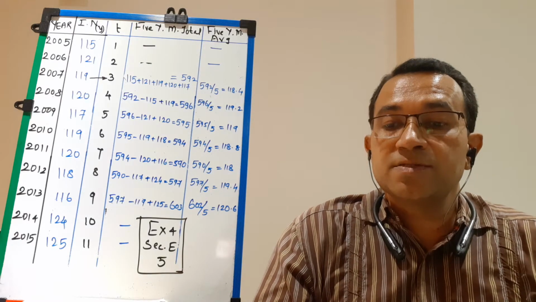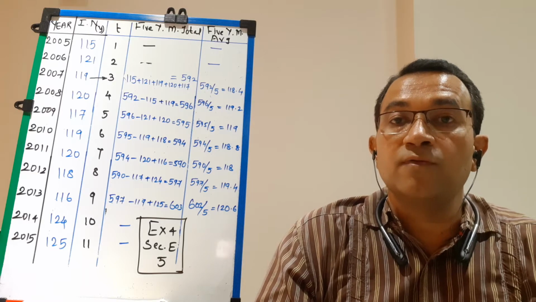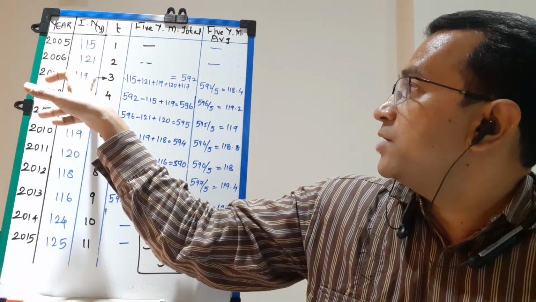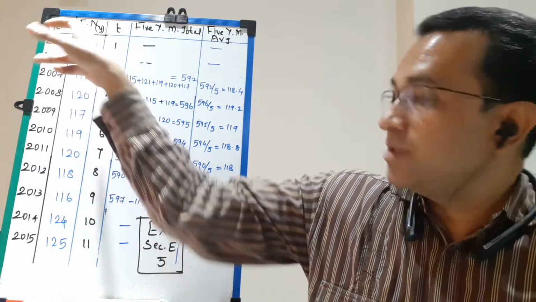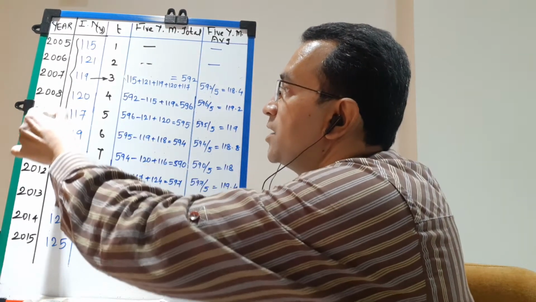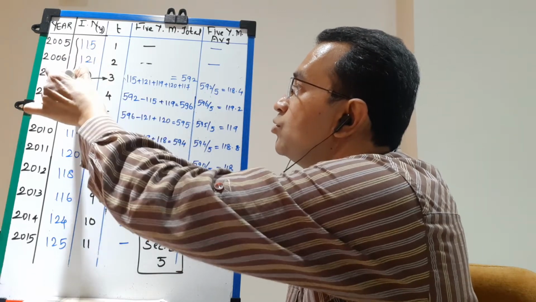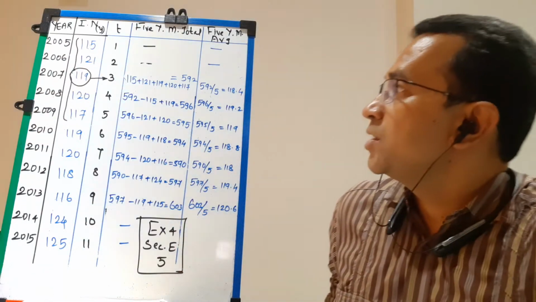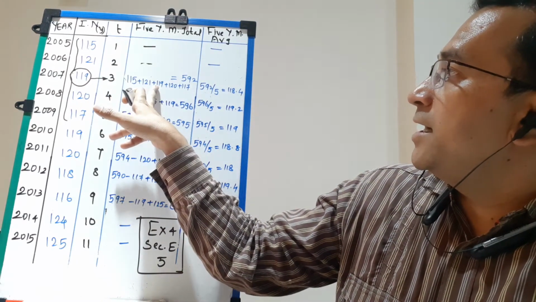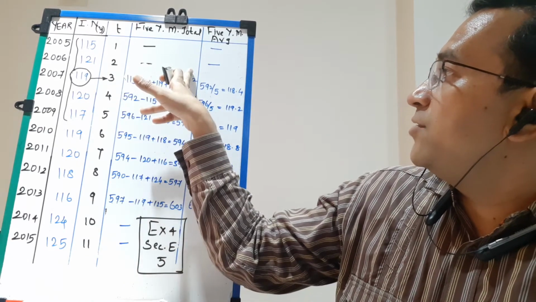Now students, since this is a 5 yearly moving average, we have to write the total of the first 5 values against the middle observation 3. Check, I have shown one arrow. These are our first 5 observations, and this is the middlemost observation. Above also we have 2, below also we have 2. So the total of the first 5 values 115, 121, 119, 120 and 117 is 592.